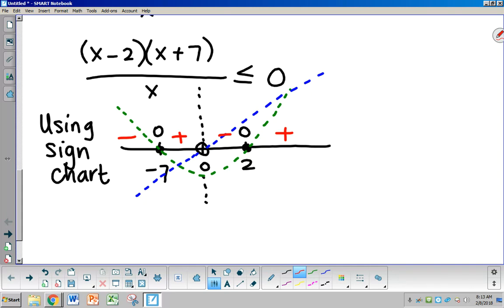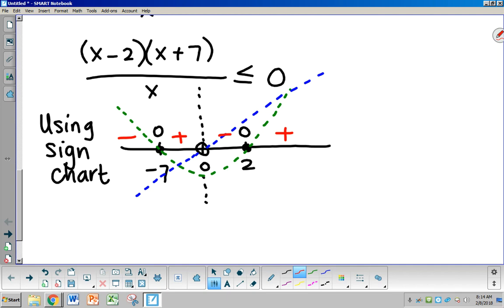Now, you might say, well, I could just plug in numbers in each one of the intervals. Could you do that? Sure. Could you make a mistake, maybe? I am much faster at superimposing the numerator and the denominator and then doing the sign chart that way. All right, but I need to know when this function is less than or equal to 0.